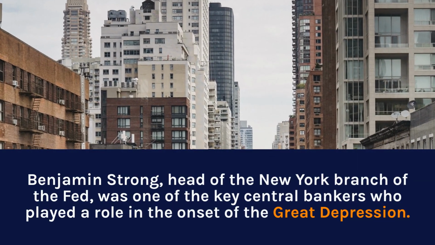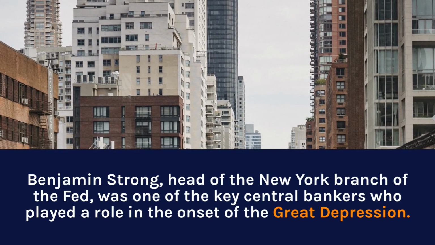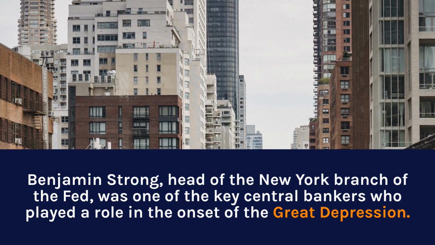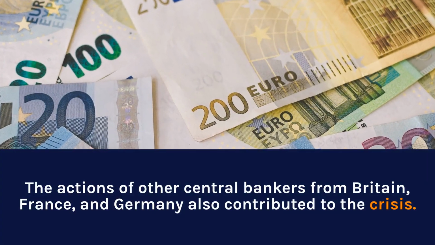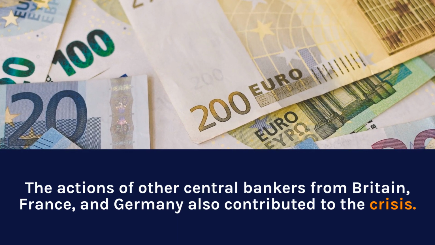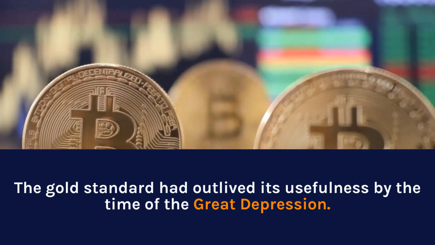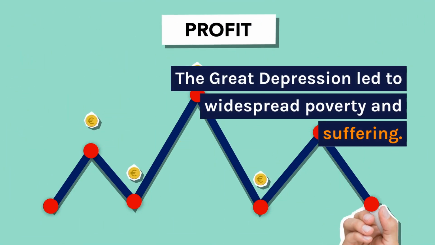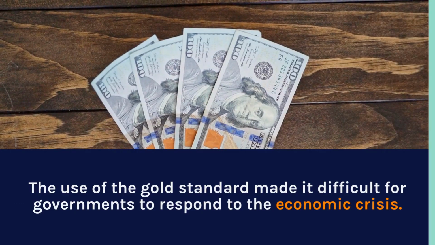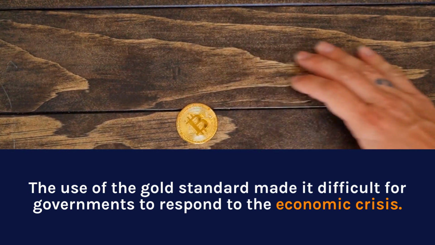Benjamin Strong, head of the New York branch of the Fed, was one of the key central bankers who played a role in the onset of the Great Depression. The actions of other central bankers from Britain, France, and Germany also contributed to the crisis. The gold standard had outlived its usefulness by the time of the Great Depression. The Great Depression led to widespread poverty and suffering. The use of the gold standard made it difficult for governments to respond to the economic crisis.